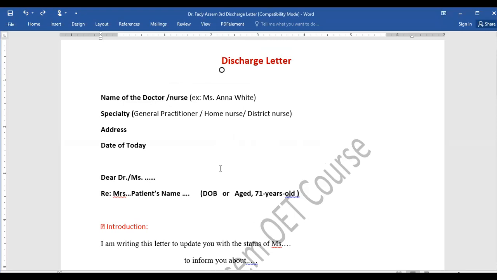So we start the heading of the letter as usual by writing the name of the patient or the doctor, his or her specialty, the address, which is usually the address of the GP center if you are going to refer the patient to his or her GP, and the date of the exam or the patient's discharge date.